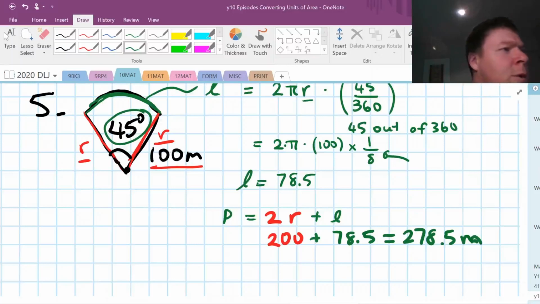If your pi button isn't working, Indy, just use 3.14. Just multiply by 3.14, and that'll get you close enough.